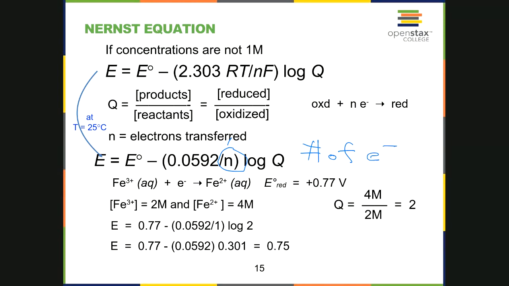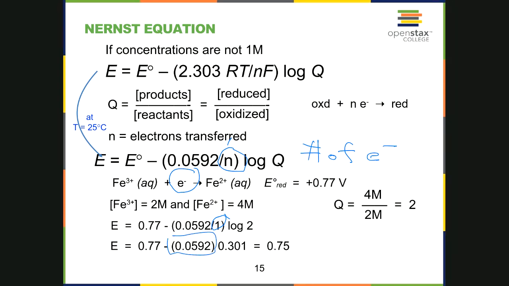So if we look at the balanced equation for this, it's only 1 electron. If it was a greater number of electrons, there'd be a coefficient in front of the e. So that's why down here, what we're putting in for n is 1. And so, of course, taking the 0.0592 and dividing it by 1, it's still 0.0592.